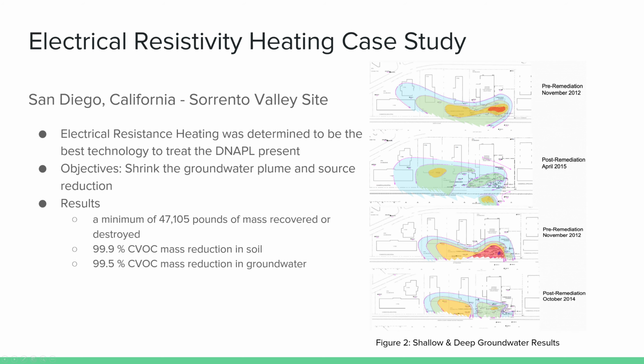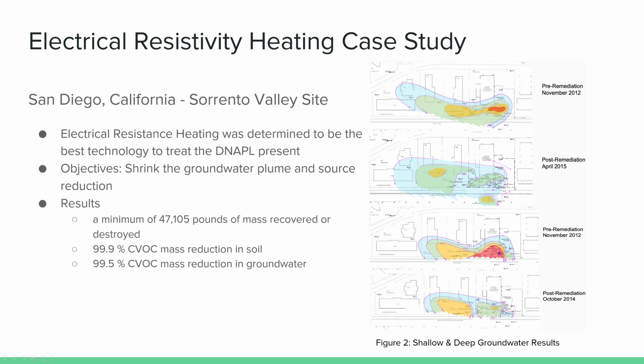The next case study we will be evaluating is for electrical resistivity heating. The Sorrento Valley site in San Diego, California, was found to be contaminated with DNAPL. Feasibility studies were conducted with more than 1,000 groundwater samples and 300 soil samples taken. This resulted in the determination of electrical resistivity heating to be the best technology for the remediation of the site.